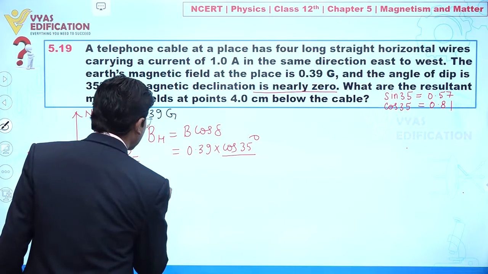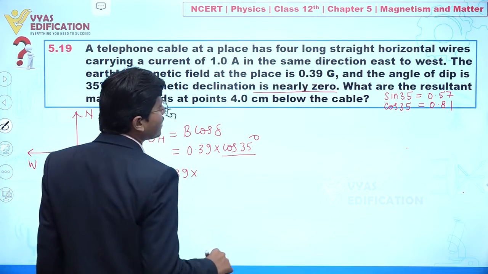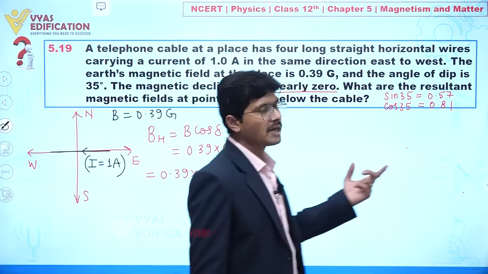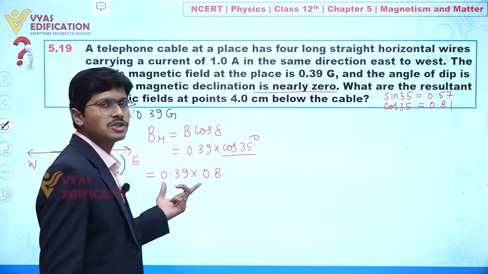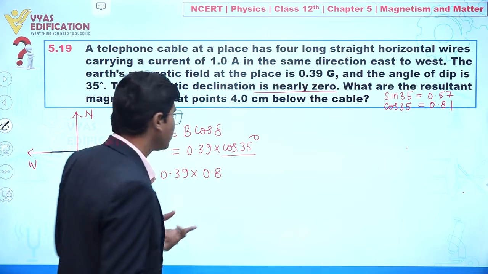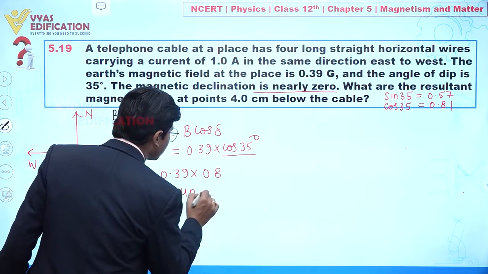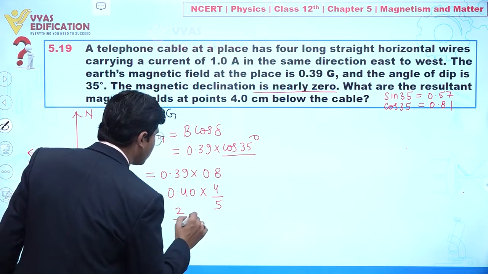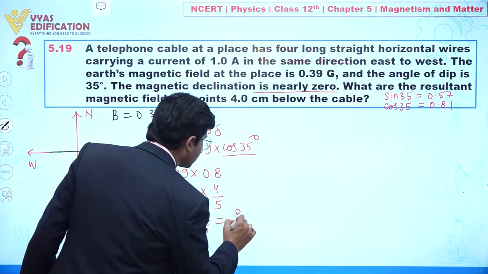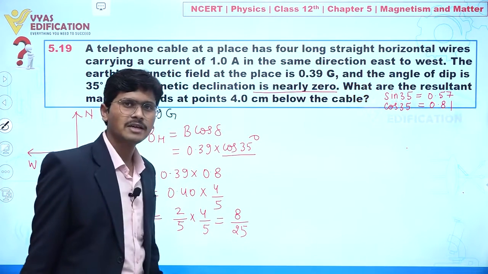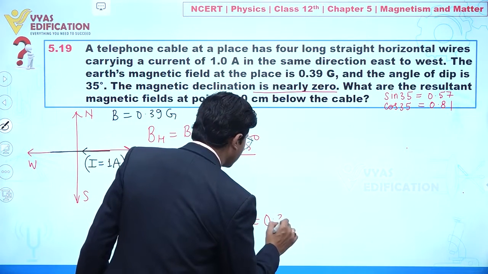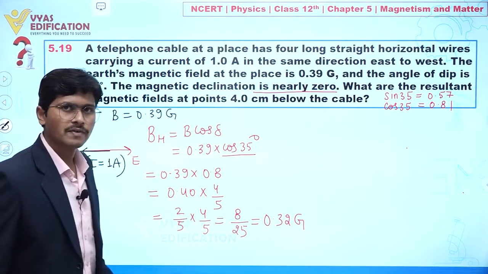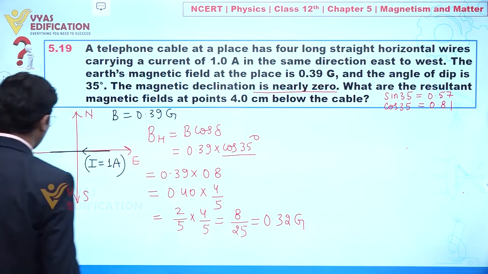Clear? So from here I can write 0.39 multiplied by 0.8. Now this is 0.81, but I am taking it as 0.8. We can assume 0.39 as 0.40, so that the calculation remains easy. So 0.40 is 2/5, multiplied by 4/5, which is 8/25, so this is 0.32 Gauss. Clear to everyone? Yes.